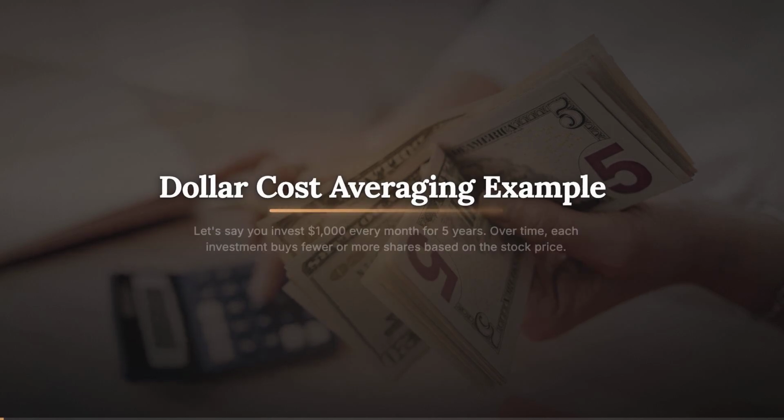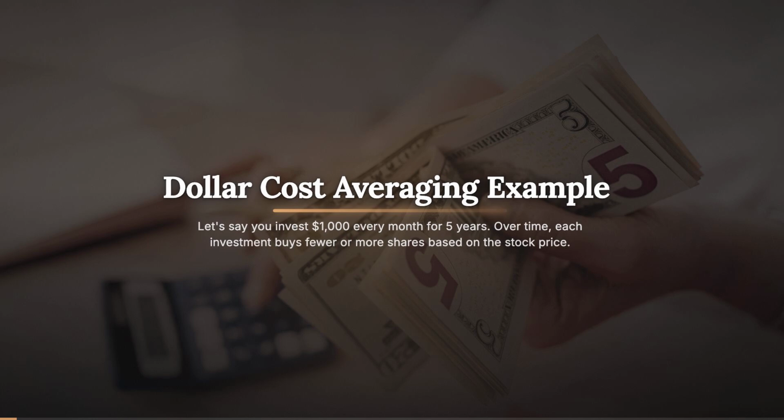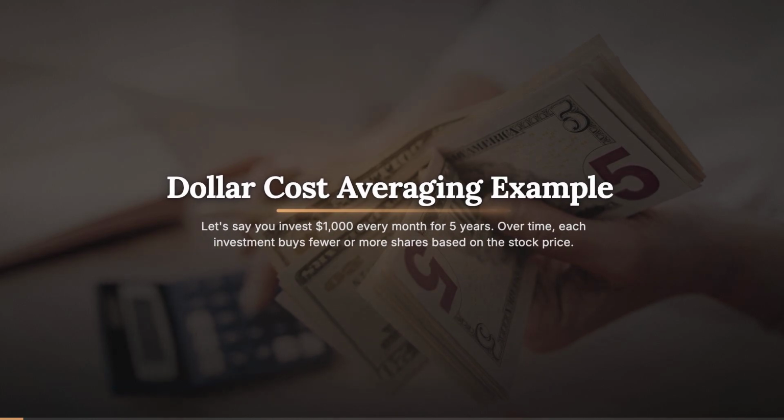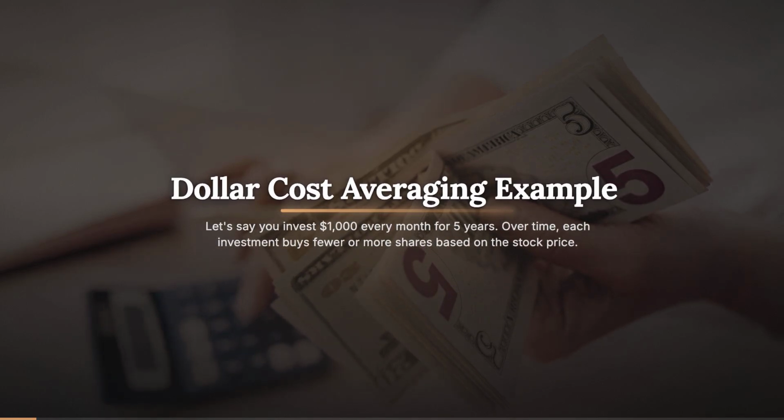For example, if you invest $1,000 every month for 5 years, your first investment buys more shares when prices are low and fewer when they're high. Over time, this can smooth out your average cost.